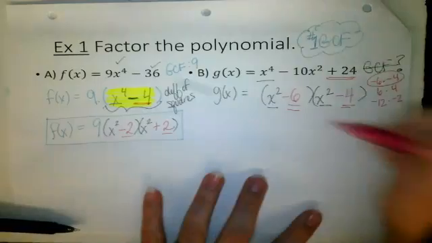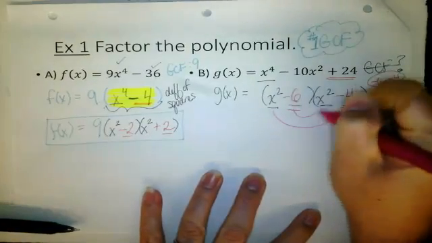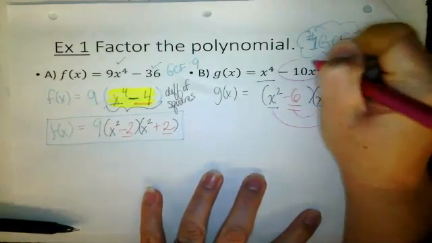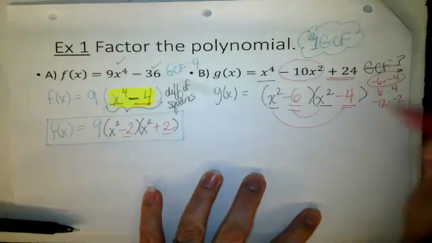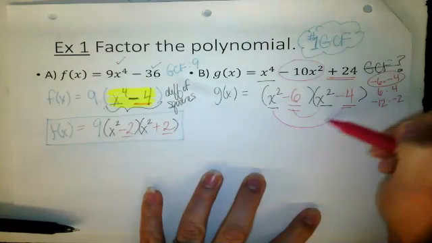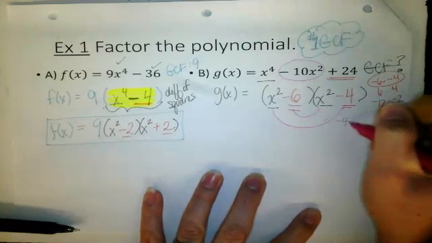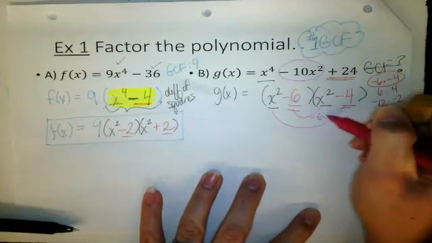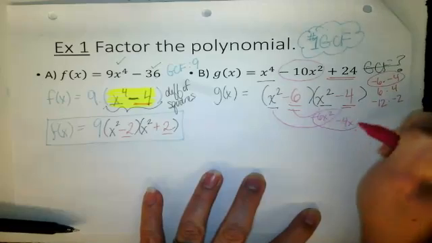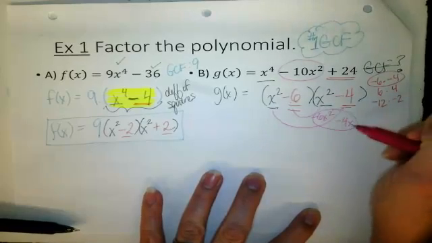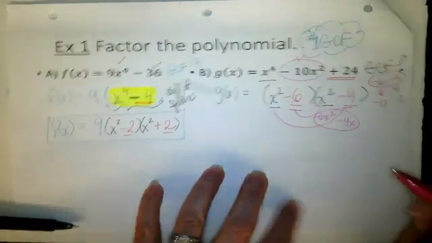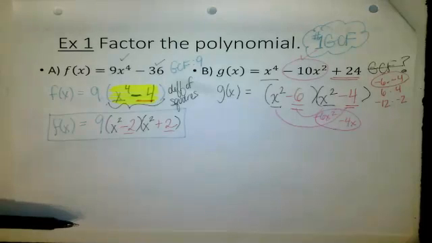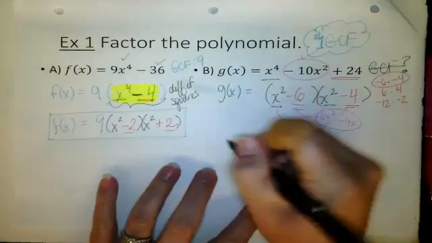Check the rainbow. The rainbow is where our middle term comes from. When I check the rainbow here, x squared times negative 4 is negative 4x squared, and negative 6 times x squared is negative 6x squared. The combination of those, negative 6 and negative 4, is where that negative 10x squared comes from. So that middle term comes from the rainbow. Please remember that. Now the question is, are we done?